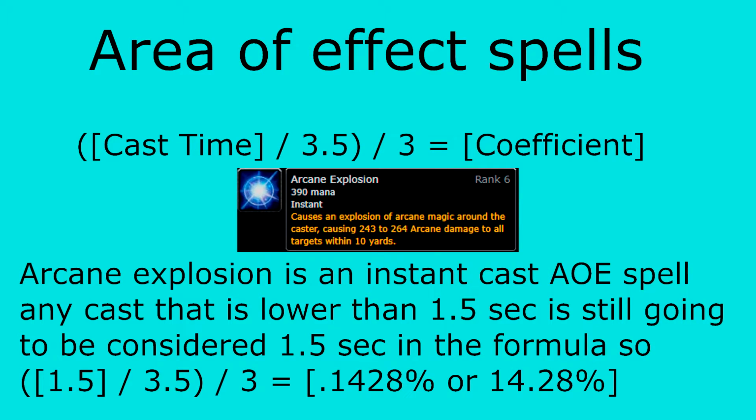Now an interesting note to take into consideration is Cone of Cold, for example. Cone of Cold has an extra effect that it gives. It actually gives a slow. So we also have to do the 0.95 multiplication to the coefficient to get the coefficient for Cone of Cold.